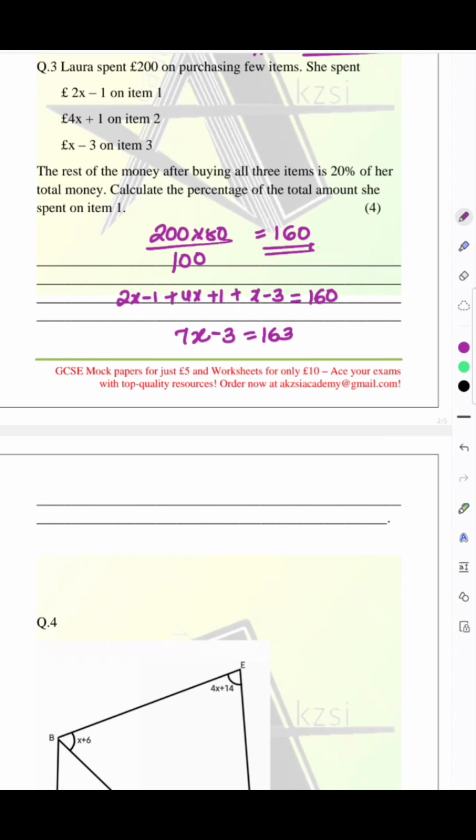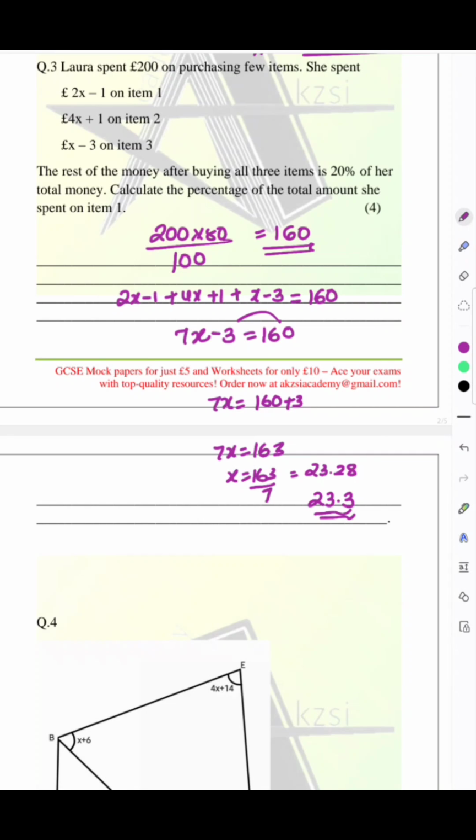I'm sorry, I have directly transferred it. This is 160. Moving it here, it will be 7x is equal to 160 plus 3. 7x is equal to 163 and x is equal to 163 over 7, which is 23.28. Or up to one decimal, I can write 23.3. That's the value of x.